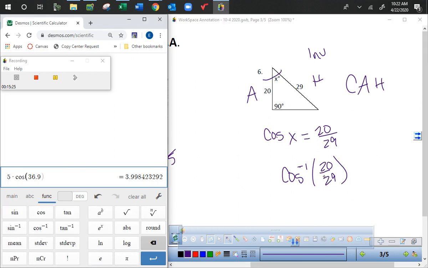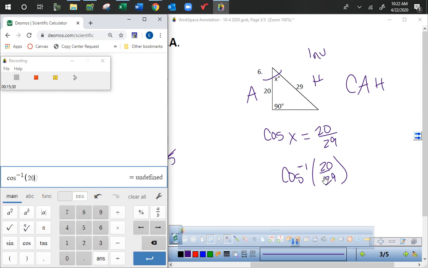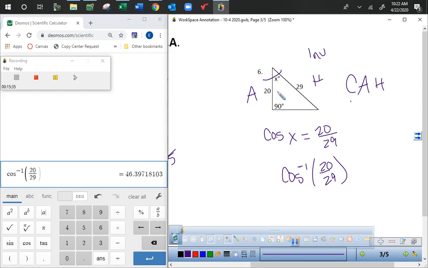With that, we get an angle of 46.4 degrees. Make sure that you are labeling your angles with degrees. A lot of times I'll label my sides with units, but that's not as necessary. It's just a reminder that we got to label those angles when we put them in our answer.